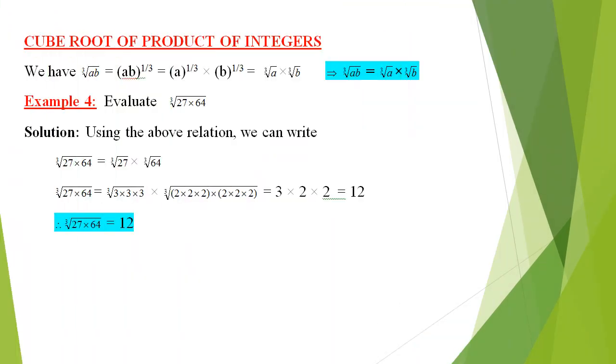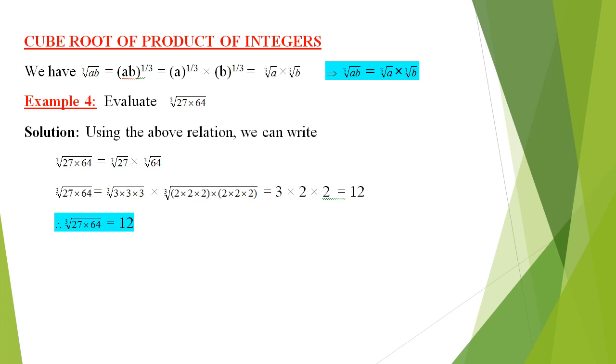Next we move on to cube root of product of integers. Now this rule says if we have cube root of AB, it will be written as AB raised to the power 1 by 3. Cube root of any number is written as power 1 by 3. And using the laws of exponents, we will write it as A to the power 1 by 3 into B to the power 1 by 3. And further we'll convert it into its cube root form. So it will be cube root of A into cube root of B.